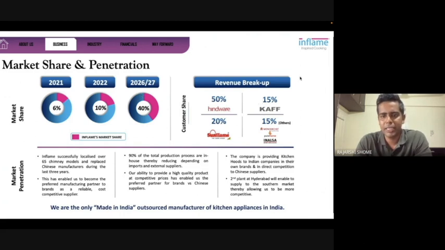Revenue breakup, can you see here? They probably have 3-4 main clients. Okay, Hindware is the main client, CAF is the main client, Sunflame, and they have this Inalsa. But Hindware is the main client here.